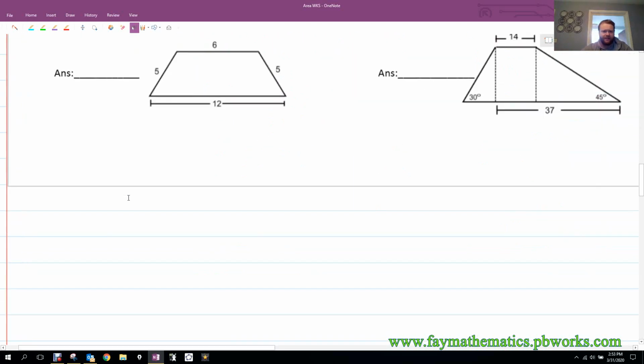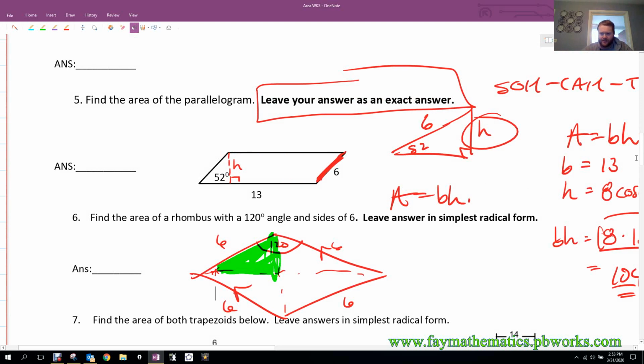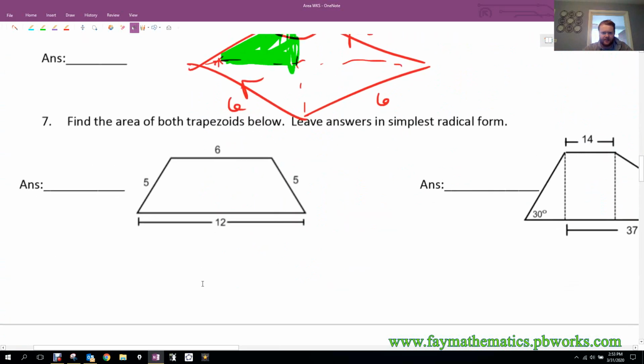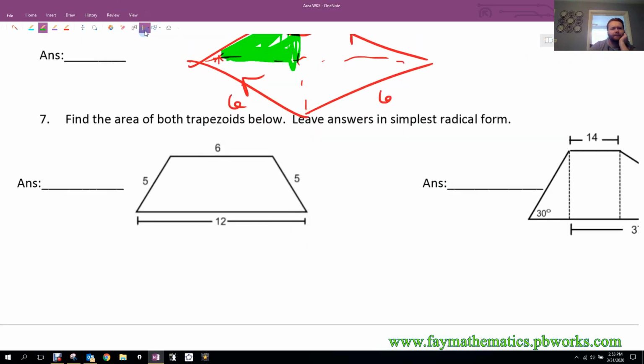Question number 7. The first thing here with 7 is you've got to realize that that distance and that distance are the same. So this is an isosceles trapezoid. I'm going to drop that down. It's an altitude. That's H. I'm going to drop that down. Also H. And what happens here is that this shape in the middle becomes a rectangle.